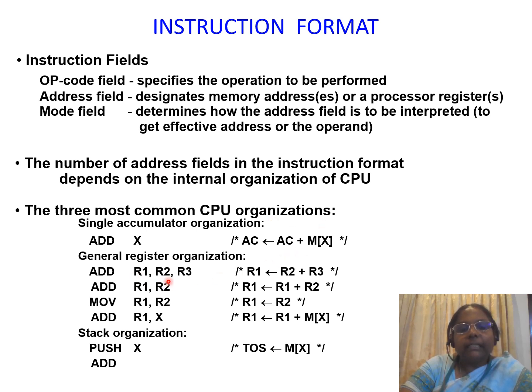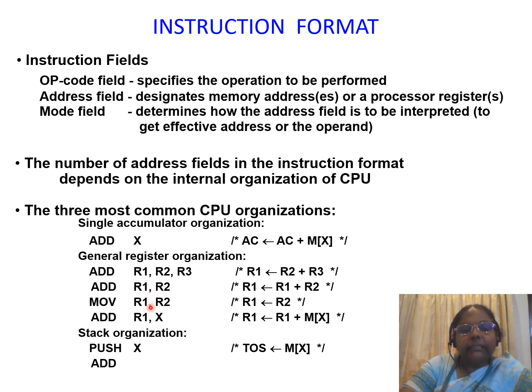Then you have the three address format, where you have ADD R1, R2, R3. R2 and R3 are added and the result is stored in the register R1. So you have three explicit operands specified in the instruction itself.